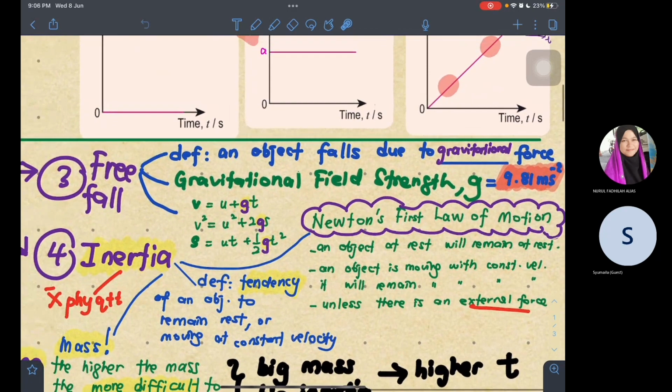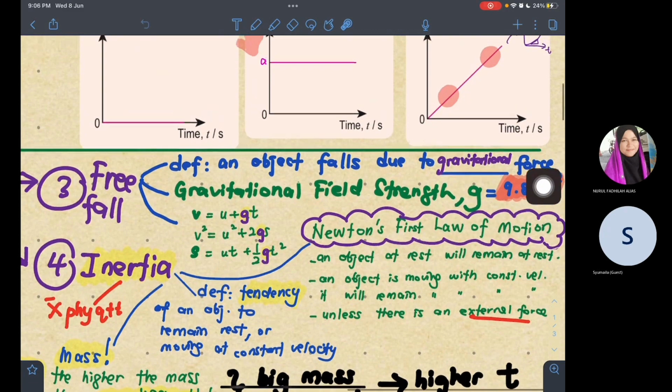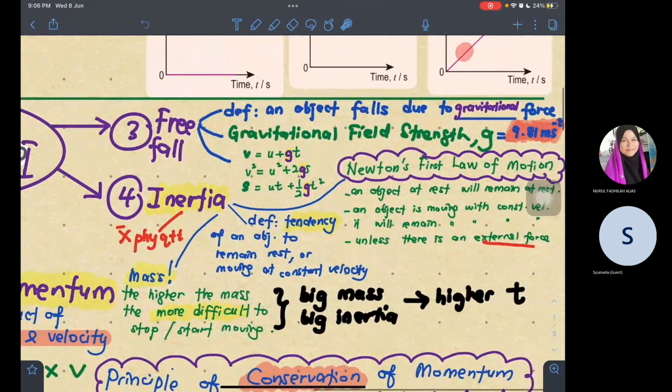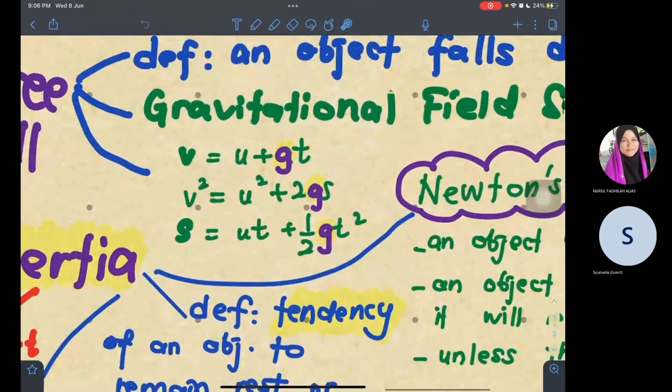And then kita ada gravitational field strength. Okay, gravitational field strength. Simbol dia selalunya G, small letter G. And then daripada eksperimen, kita dapati from experiments, the value of G ni adalah 9.81. Formula ni kita boleh gunakan juga untuk settlekan soalan.